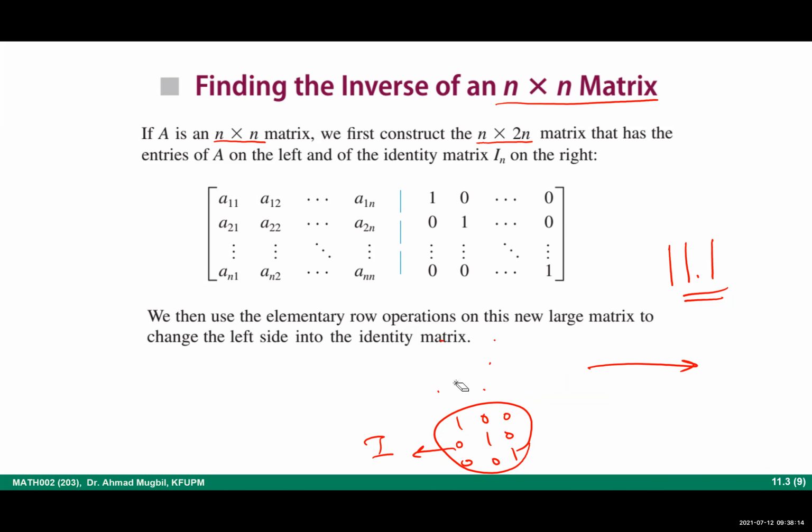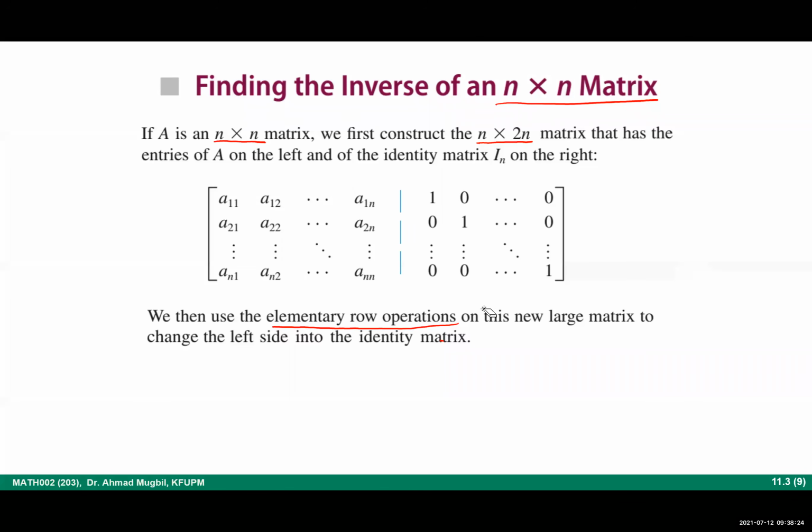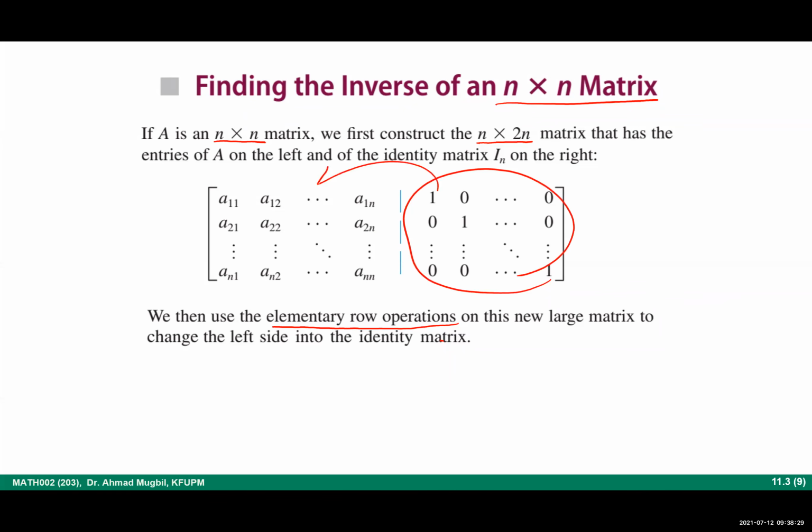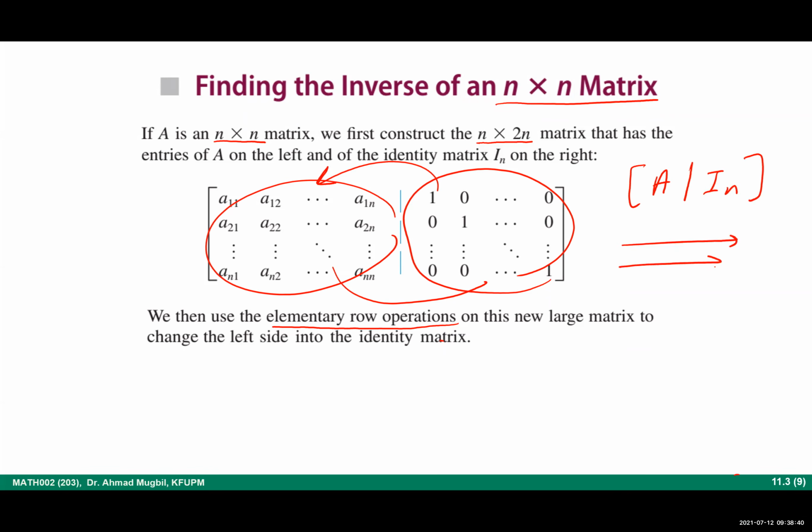Then we will apply elementary row operations. We will multiply a row by a number, then add it to another row, and so on. We will do the elementary row operations that you remember from 11.1. To do what? To change the matrix on the left, and on the right we will have another matrix. Let me write it here. We have the matrix here, next to this we have the identity. We do row operations until we have the identity here on the left, and we will have a new matrix here on the right. This matrix on the right is the inverse of A. Just like that.